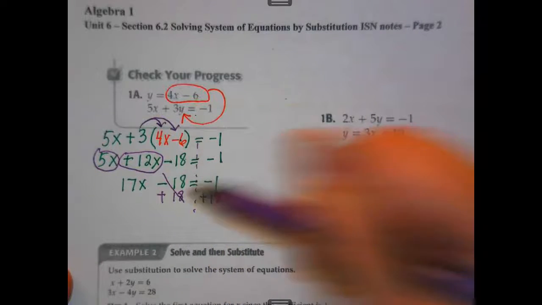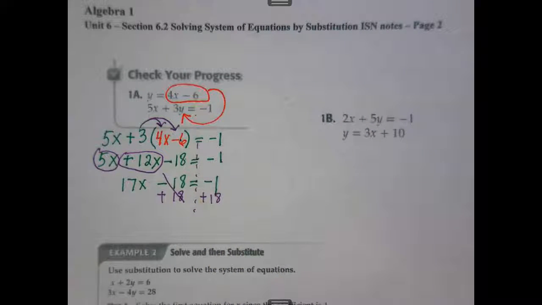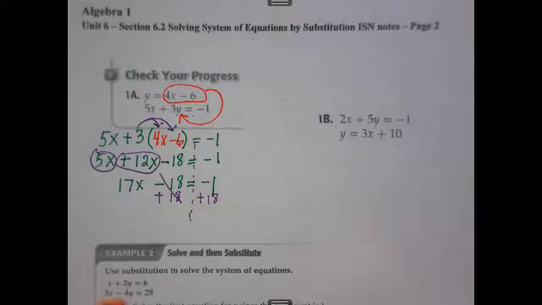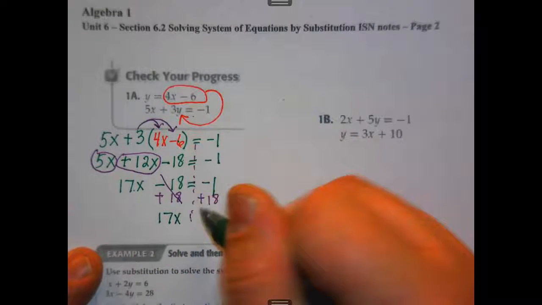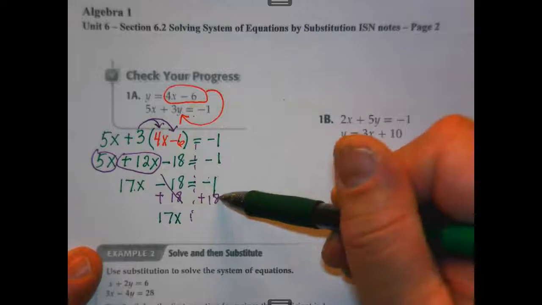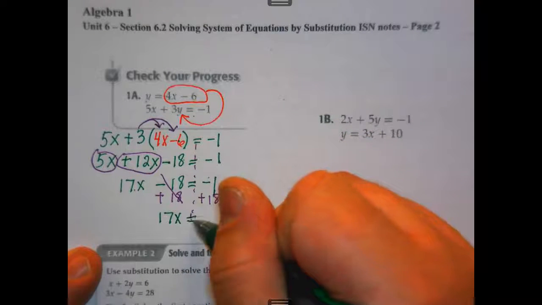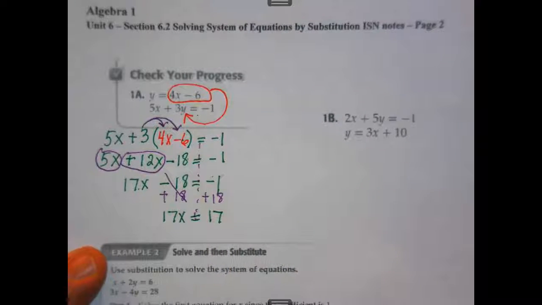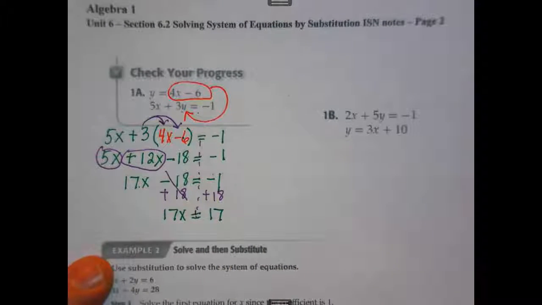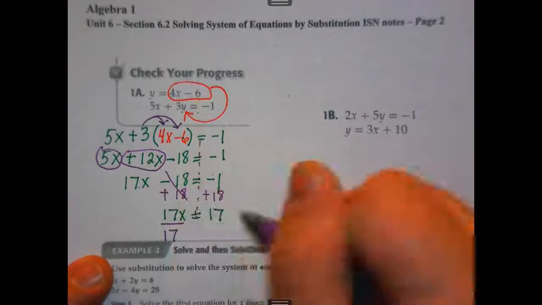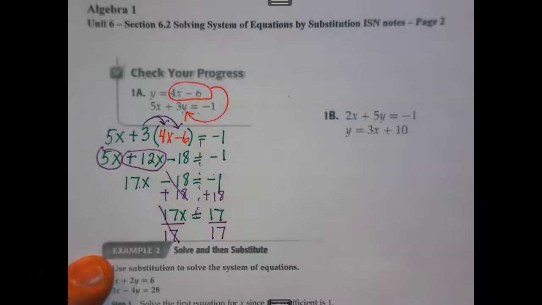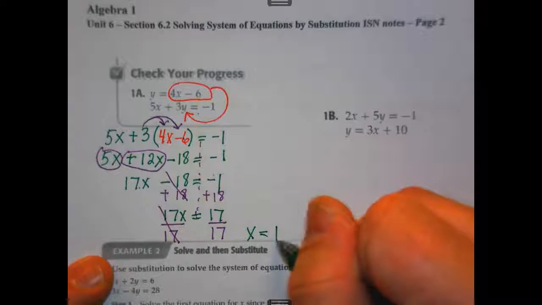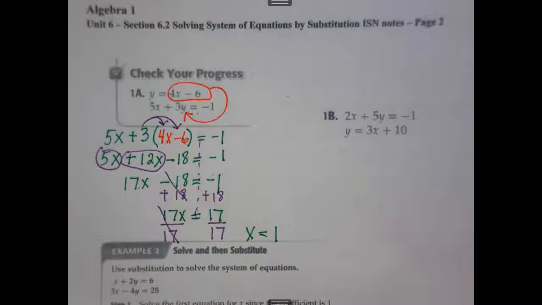Now, those of you who know how to do this, you could start on the homework, obviously. I know we have all different levels here. Bring down your 17x. -1 plus 18 is positive 17. Then we have to divide by the coefficient, 17. And what does x equal? Yeah, x equals 1.